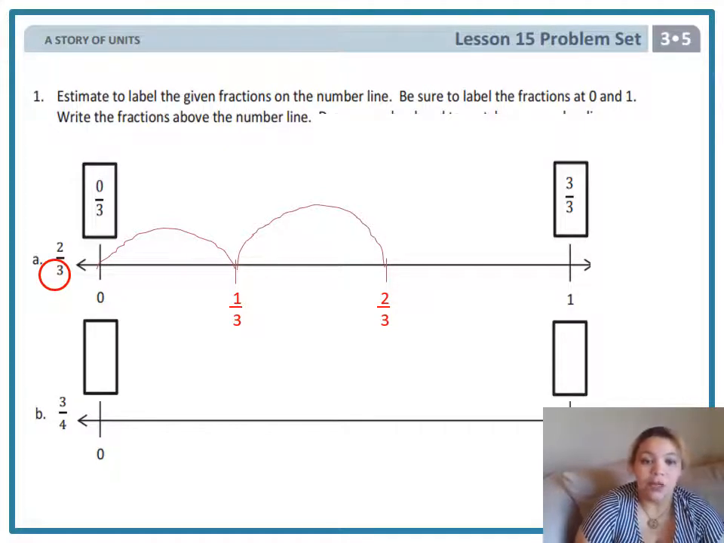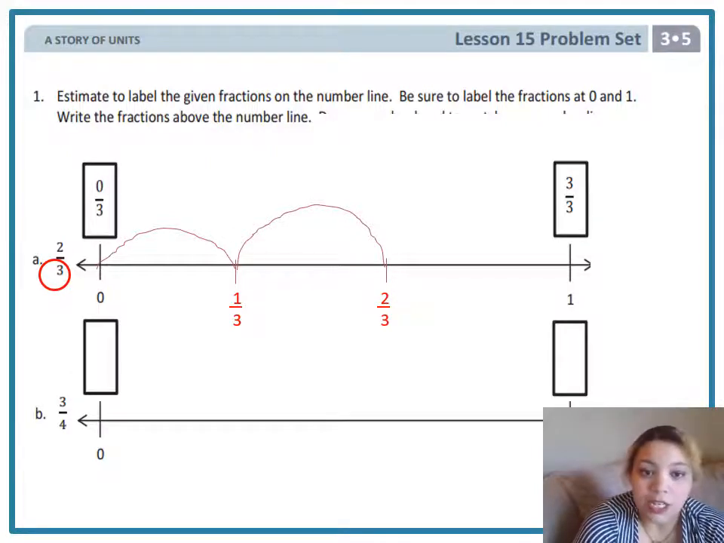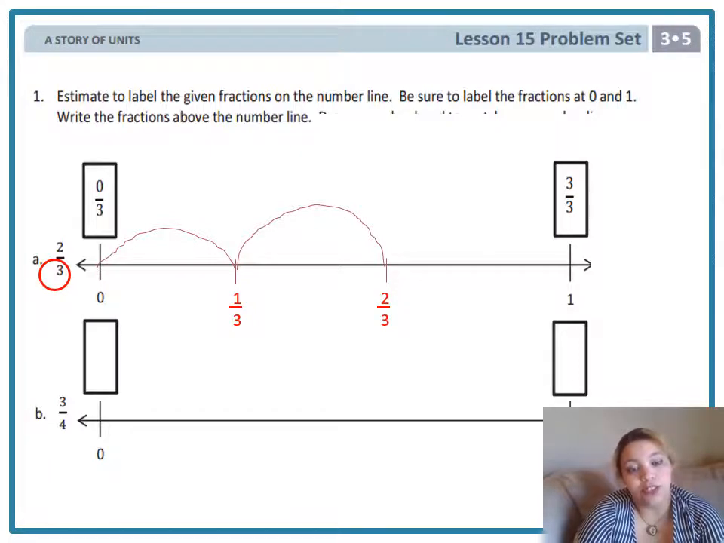When you are completing it, you're going to do the same thing. Your first step is to focus on the denominator to break it into the equal number of parts, and then label it by counting the hops to get to the number it's asking for. On question B, it's asking you to get to 3/4. Don't forget, it also wants you to label the fractions at 0 and 1.